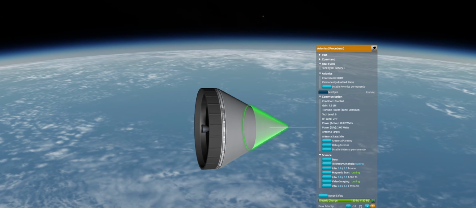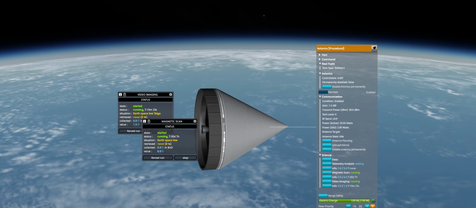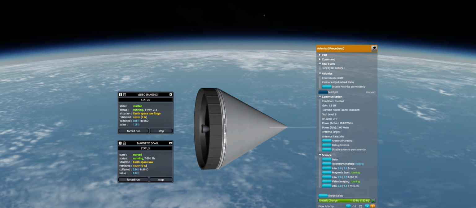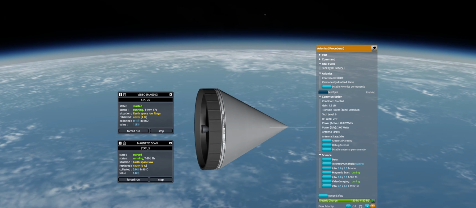To take advantage of the polar launch, the video imaging experiment is included as well as the magnetic scan to continue gathering science. The 87-degree inclination will mean that the probe will fly over all biomes across Earth after a period of time.